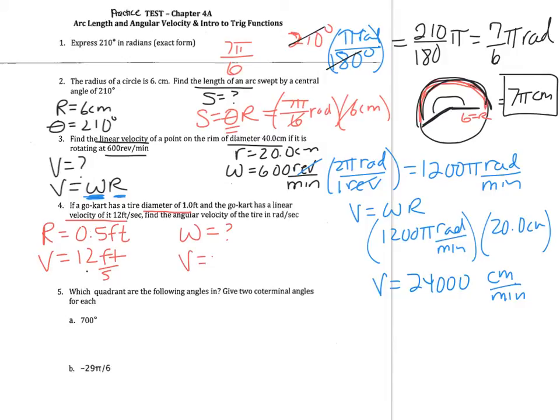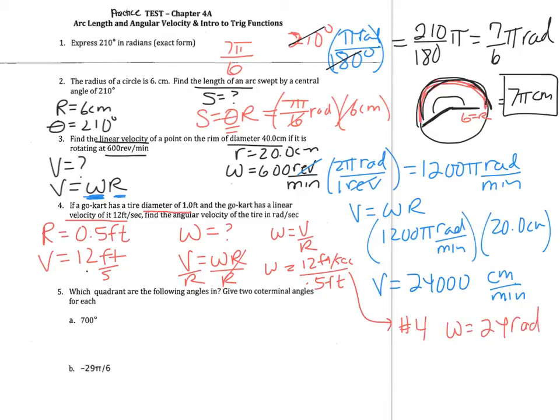Well, V equals omega R, so omega, we could rewrite this, divide both sides by R. Omega equals V over R. So 12 feet per second over 0.5 feet, and that's going to give me omega, and when I do that, I get 24. So the answer to number 4, I'll put it down here, number 4's answer, 24 radians per second.